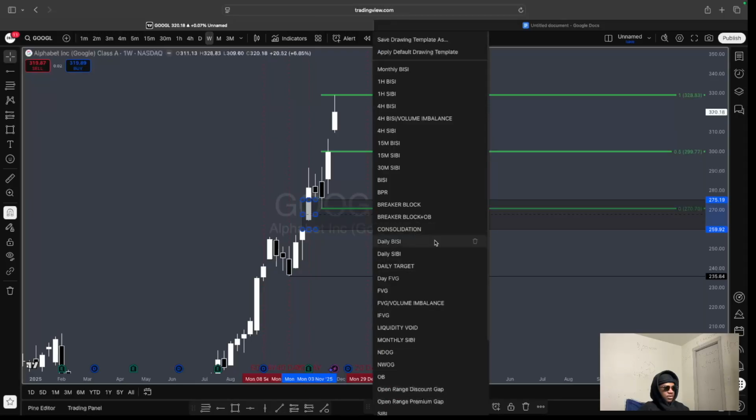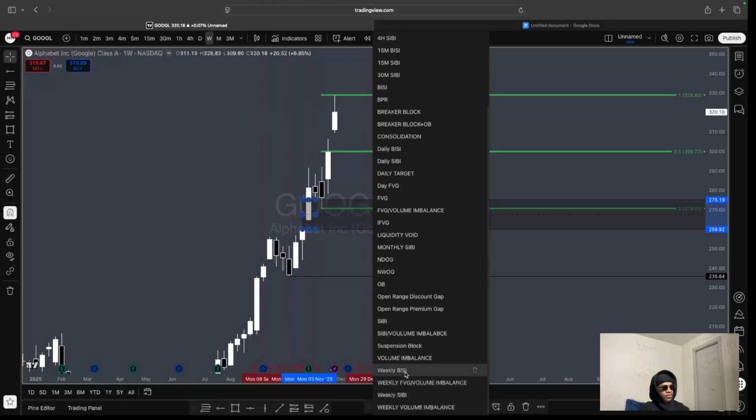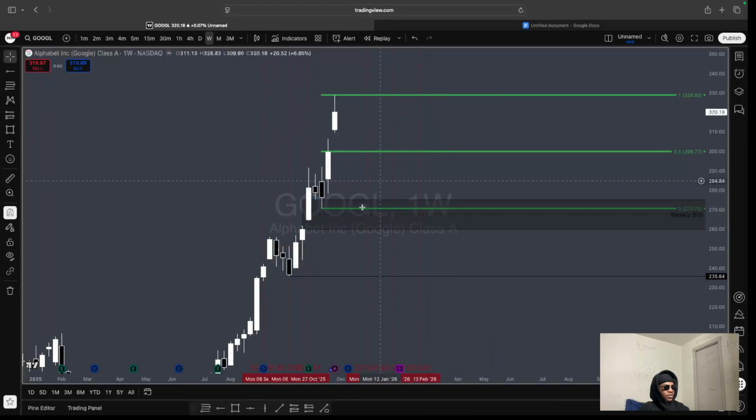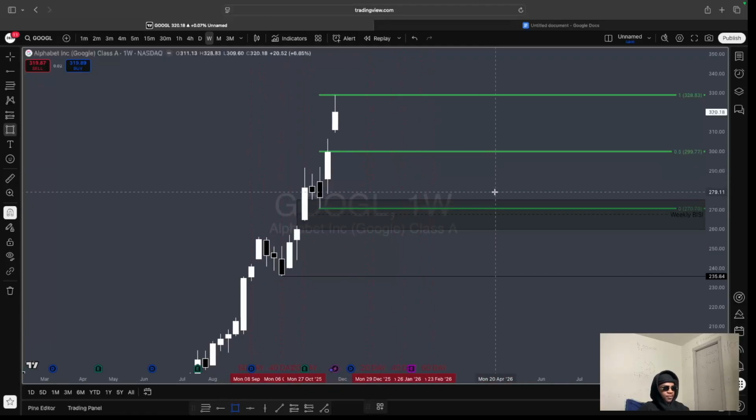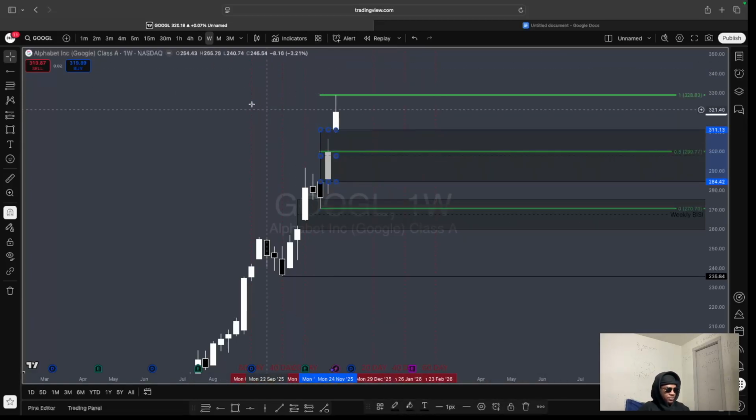All right. Weekly. Boom. We got this huge one right here. This is high profitability. Whenever you see a volume imbalance, a gap right in the middle of a quadrant, that's high profitability.